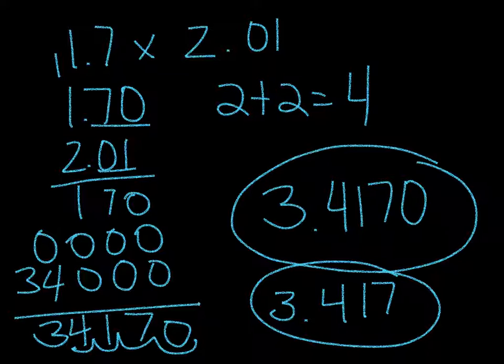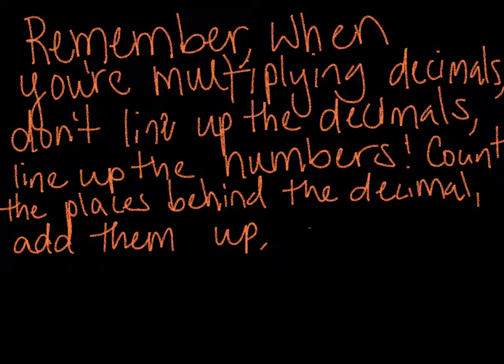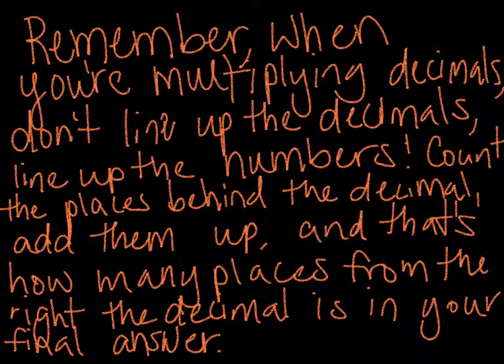This is how you multiply decimals. Remember, it's just regular multiplication. You just have to figure out where to put your decimal. And you do that by adding the numbers behind the decimal in each of the numbers in the problem, and then that's where you start from the right and you move your way to the left. Remember, when you're multiplying decimals, don't line up the decimals, line up the numbers. Count the places behind the decimal, add them up, and that's how many places from the right the decimal is in your final answer. Good luck!